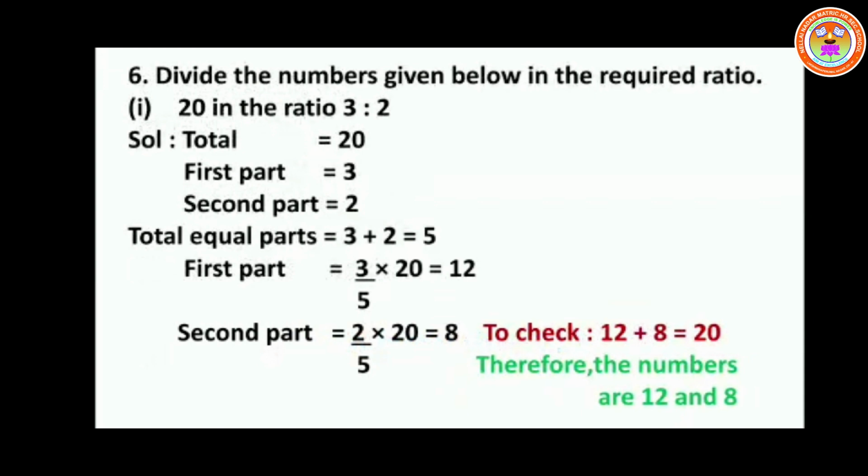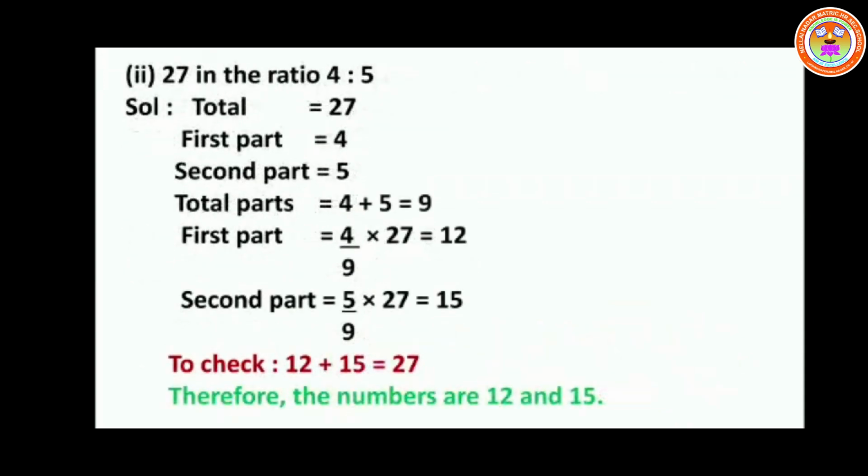Okay children, now let us move on to the second division. 27 in the ratio 4 is to 5. So the total is 27. First part in the ratio is 4, second part in the ratio is 5. So total parts is equal to 4 plus 5 is equal to 9. So the first part is equal to 4 divided by the total part 9 into 27. Okay, so how many times will it go? 9 3s are 27. You can cancel in the 9 table, 27.